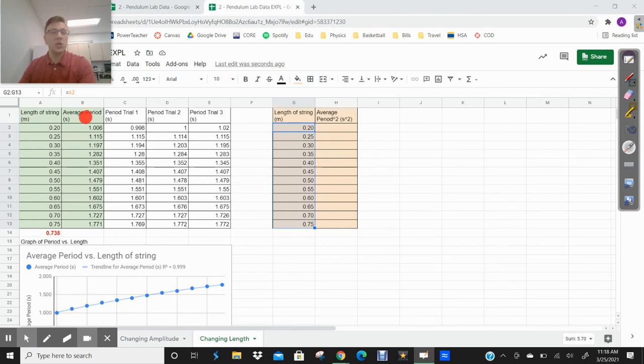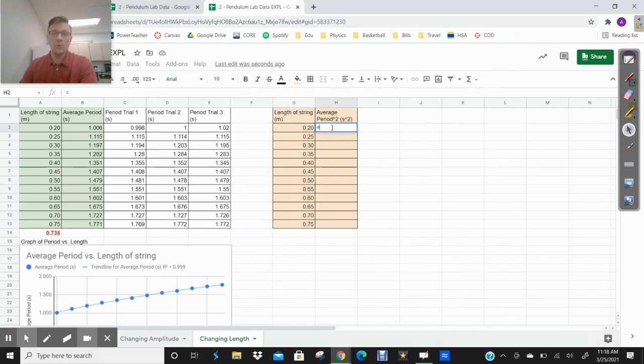Now, what has to change is what's on our y-axis. We need to square these values that are on our y-axis. So instead of graphing average period, we are now graphing average period squared, and the units would be seconds squared. So to do that, we're going to enter an equation.